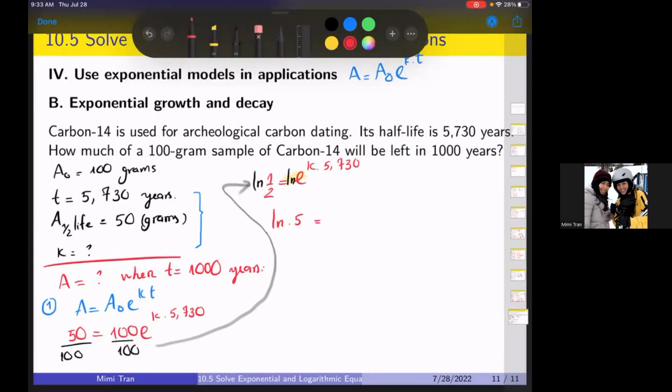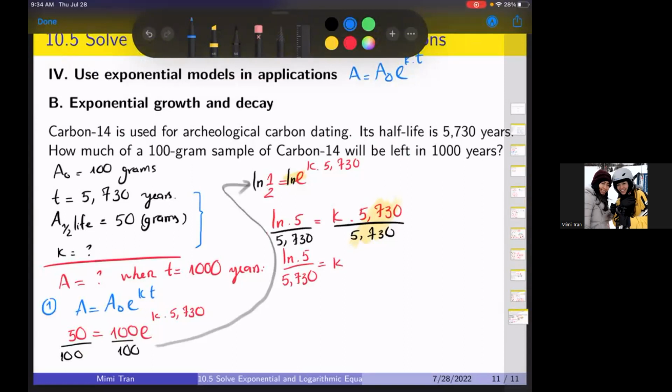Which is 1. So k times 5,730. Divide both sides by 5,730. Cancel. So k equals what? I'll leave it like that: ln of 0.5 over 5,730. Leave it like that, don't estimate it, because this is not the final answer.